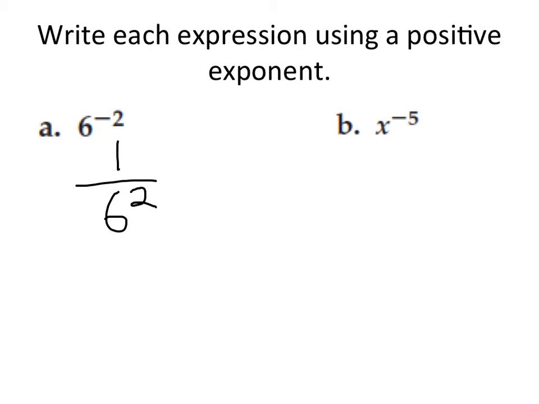Is this true for variables? Yes, it is. Notice that we have a base of x in question B, so I'm going to make a fraction. I'm going to take my base and put it in the denominator. My exponent follows along and changes to a positive. And once again, our numerator stays 1.